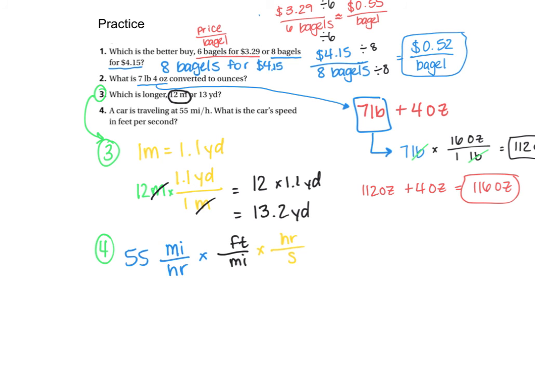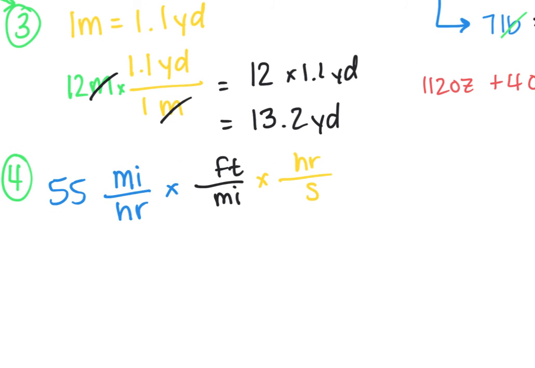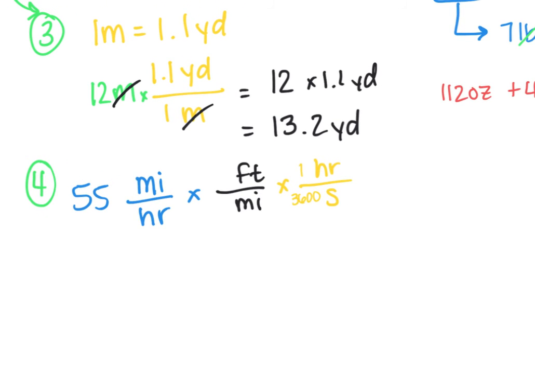Now we've already done one similar to this. Remember, it's 3,600 seconds in 1 hour. And how many feet are in a mile? There are 5,280 feet in 1 mile.